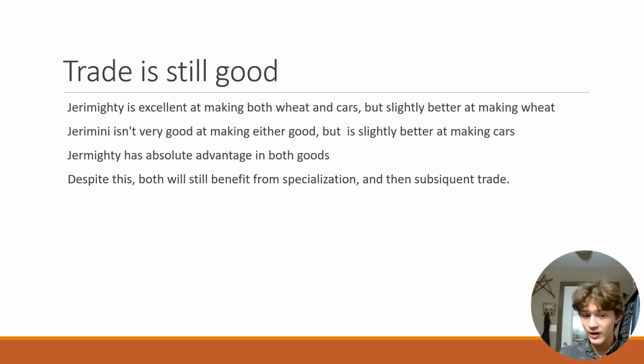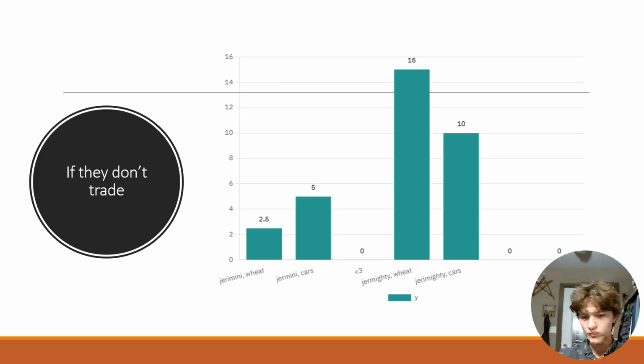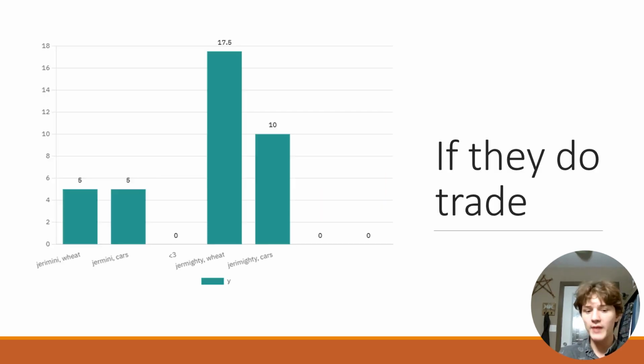So let's take a look at the graph. They don't trade. What we see is their respective goods. Obviously, the individual with the absolute advantage is going to have most of the goods. But say they do trade, they do specialize. Both are better off. The person with the absolute advantage is ultimately more better off. They still have more, but they both slightly benefit.